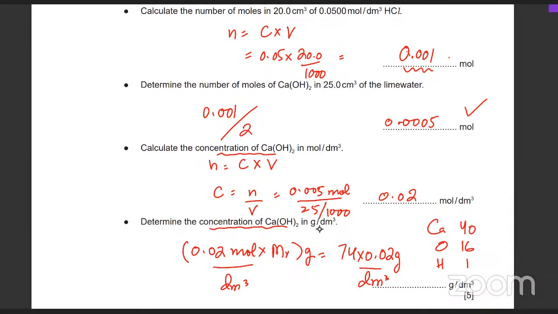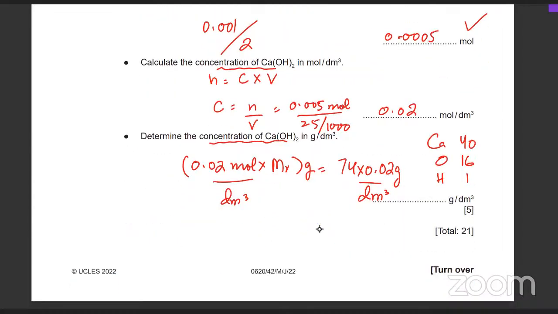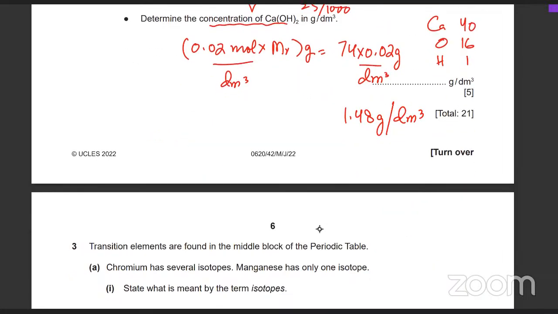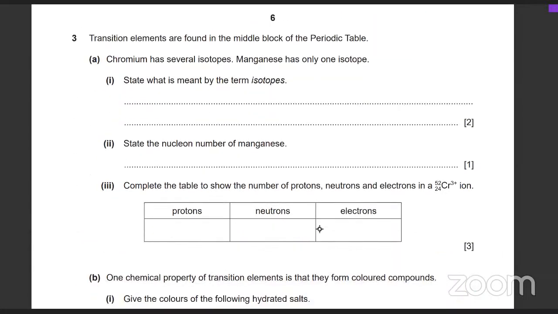कितना है? What 74 into 0.02? 1.48. So that is 1 point. What? So that's 1.48 gram per dm cube. So next one, transition elements are found in the middle, transition middle state.